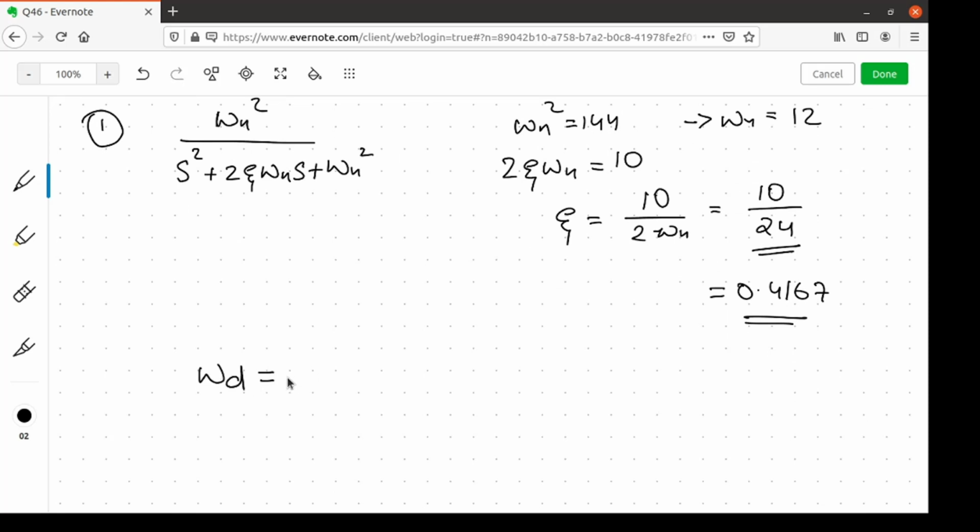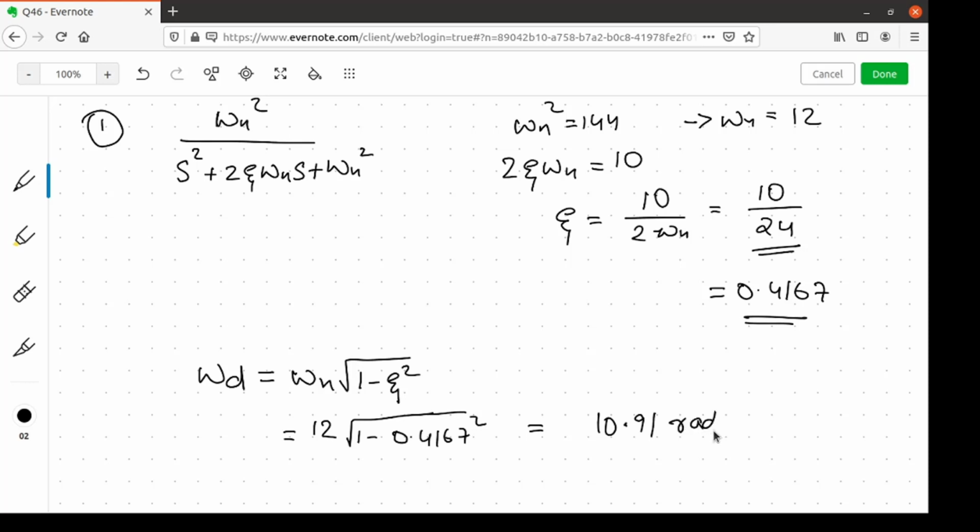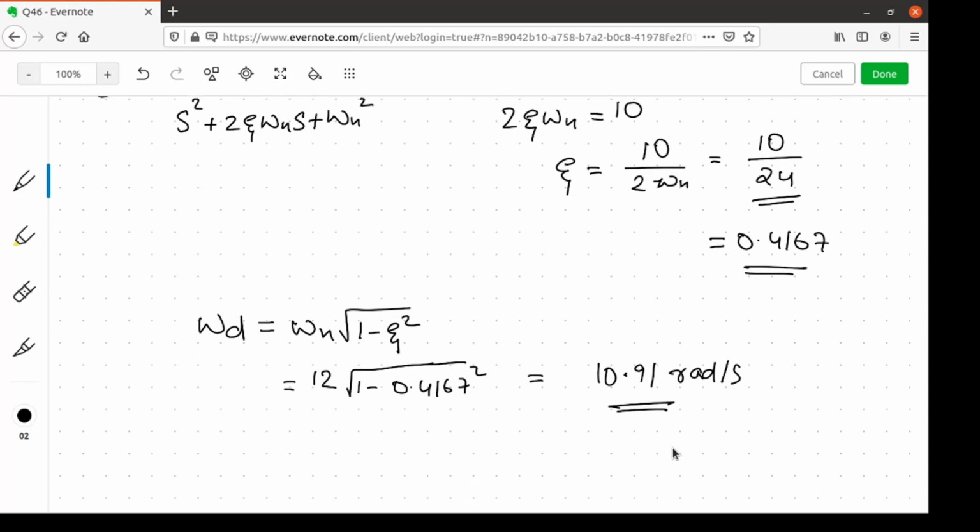Now we'll find the damped frequency of oscillations. Omega d equals omega n root of 1 minus zeta square, which is equal to omega n is 12 times root of 1 minus 0.4167 square. So when you compute this, you get 10.91 radians per second. Now the second way.